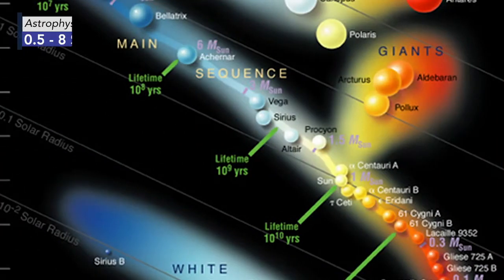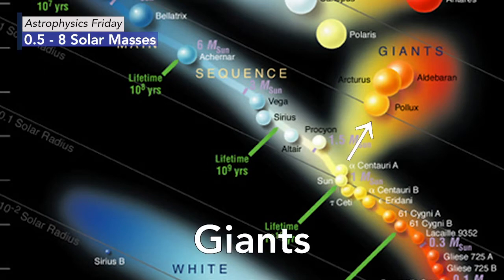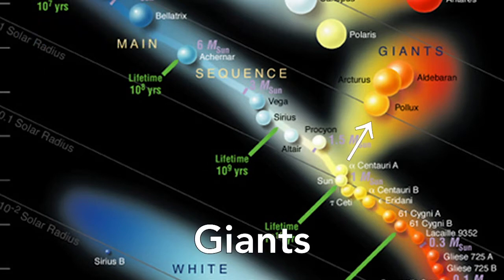There are 3 categories of initial masses to think about when talking about the post-main sequence stages of a star. The 3 categories are 0.5 to 8 solar masses, 8 solar masses to 25 solar masses, and finally 25 plus solar masses. Let's talk about the 0.5 to 8 solar mass range first. These stars become giants when they leave the main sequence.